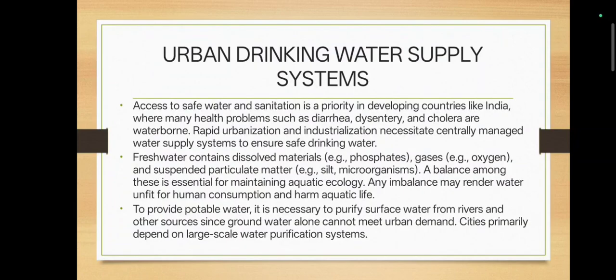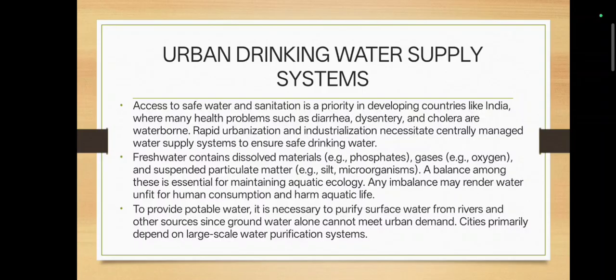Urban drinking water supply systems. Access to safe water and sanitation is a priority in developing countries like India, where many health problems such as diarrhea, dysentery, and cholera are waterborne. Rapid urbanization and industrialization necessitate centrally managed water supply systems to ensure safe drinking water. Fresh water contains dissolved materials, gases, and suspended particulate matter. A balance among these is essential for maintaining aquatic ecology. Any imbalance may render water unfit for human consumption and harm aquatic life.